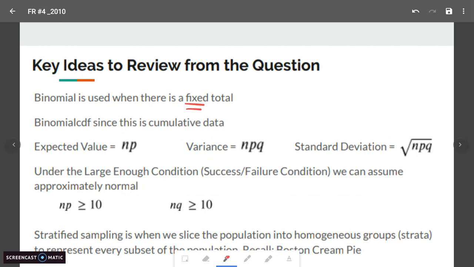An expected value, we calculated this, in this case, n times p. The variance would be npq, and then the standard deviation is npq all under the radical. We also have our large enough condition, which can also be known as a success-failure condition, and we can assume that this is approximately normal. So that would have been one way to solve the problem.